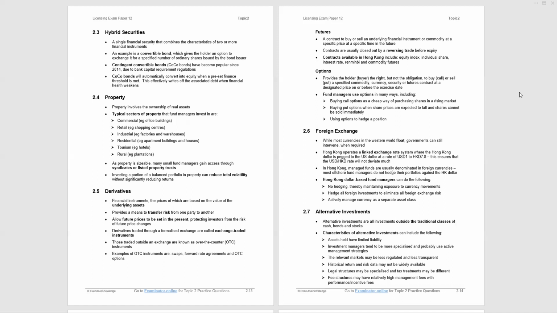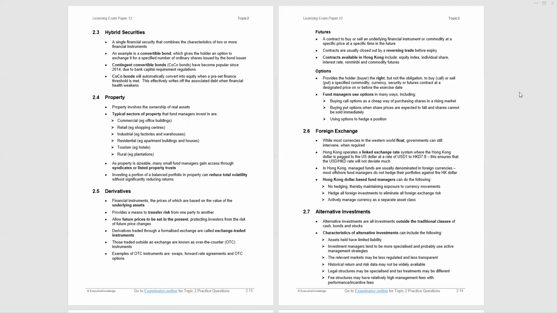Those derivatives that are traded through a formalized exchange are referred to as exchange traded instruments. And we'll see that those are futures and options. Those derivatives traded outside of the exchange are known as OTC, over-the-counter instruments. And examples of OTC: swaps, forward rate agreements to do with interest rates, and over-the-counter options.